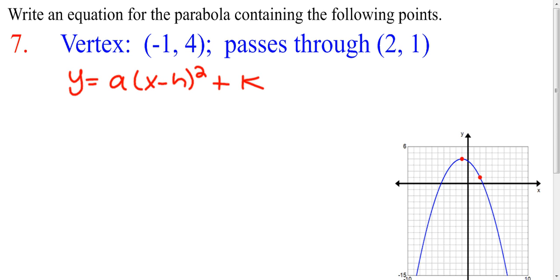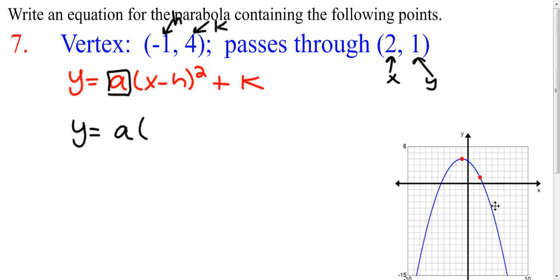Okay, so now let's think about what we already know in that equation. We know the vertex, which means we know h and we know k, and then we have a point that it passes through. So that means I know x and I know y. The only thing I don't know in this equation then is a. And so I will take the information that I have and start plugging some things in.